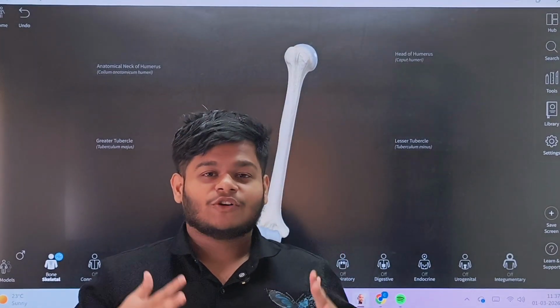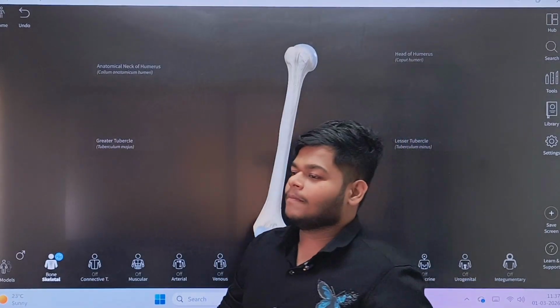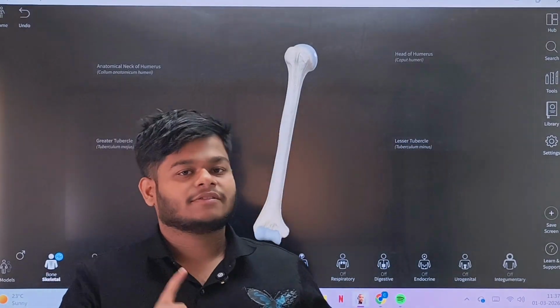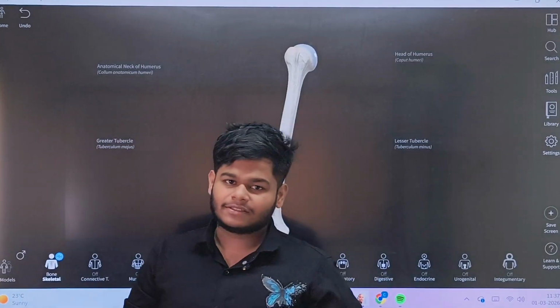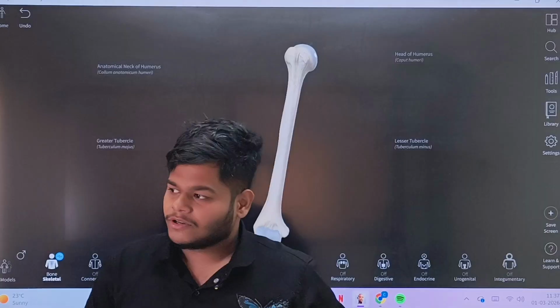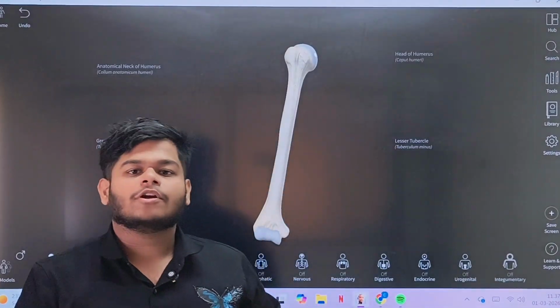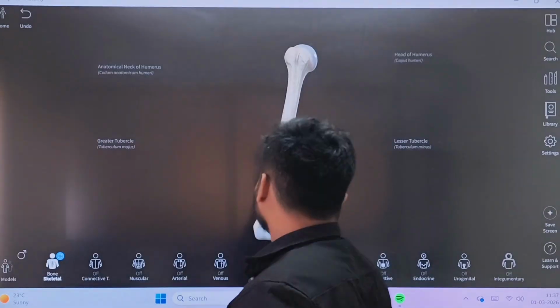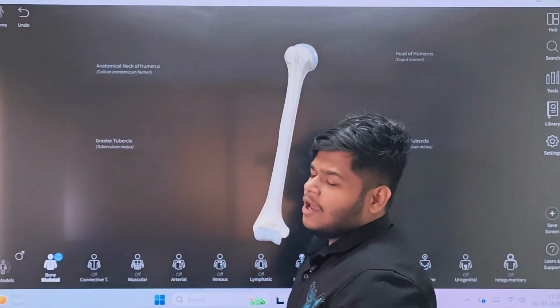In the osteology series of the upper limb, we have completed the clavicle bone, we have completed the scapula bone and its muscle attachments, and we have also created shorts on it. Now, our today's topic is one of the important bones of the upper limb, the humerus. You can see the humerus.